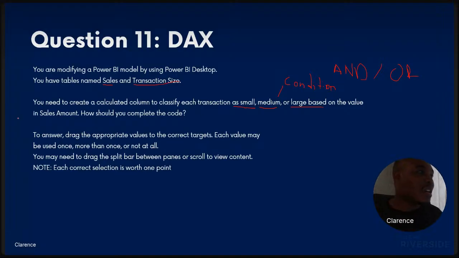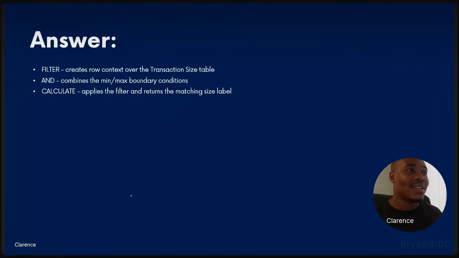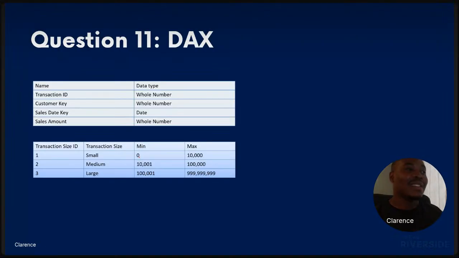So on the sales amount, you need to complete the code. So it's another classic example where they give you the code, but they want you to complete the code, right? Cool. Now, to answer this, you need to drag the appropriate values to the correct spots. Each value may be used once or more than once or not at all. Okay. I think this question is going to be scary, but I think I just showed you guys the answer. Okay. So we need to select the correct one. So this is actually the table that we have. Okay, cool. Happy with that.